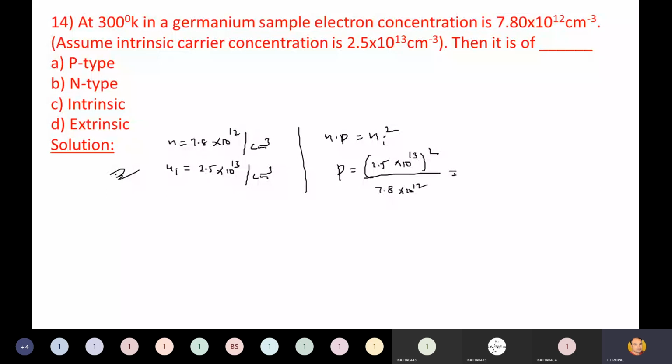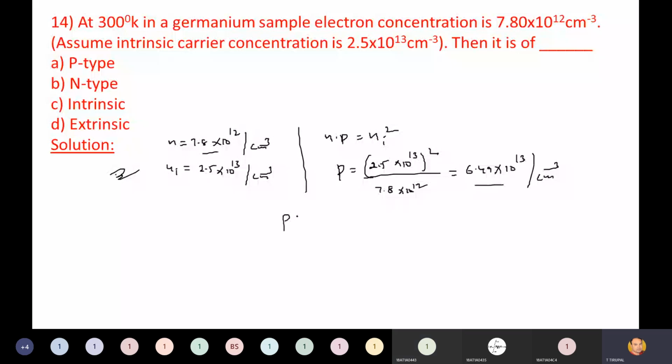So that is equal to how much? Tell me the answer. How much did you get? 6.49 into 10 power 13 per centimeter cube. So which one is greater? P is greater or N is greater? P is greater than N.